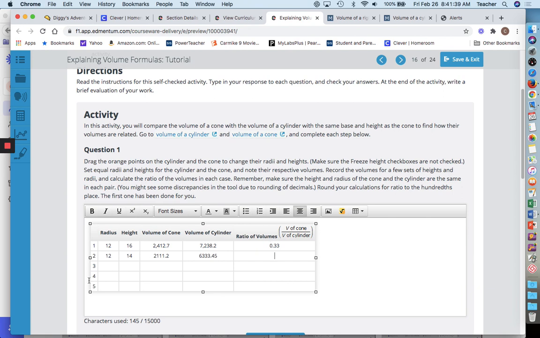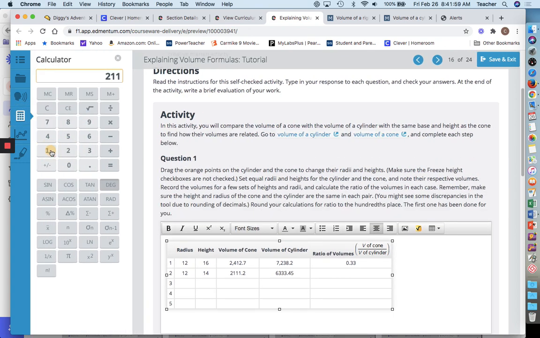And I want you to notice that when the radius was 12 and height was 16 for their example, you got a ratio of 0.33. And I guarantee you that we're going to have the exact same thing here, but I am going to divide them. So we're going to divide the cone by the cylinder. So I'm going to take my cone, 2,111.2. I'm going to divide by the cylinder, which is the 6,000 number, 6,333.45, and we're going to get 0.3333, and I'll just kind of stop it there.